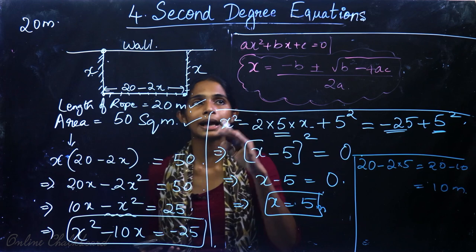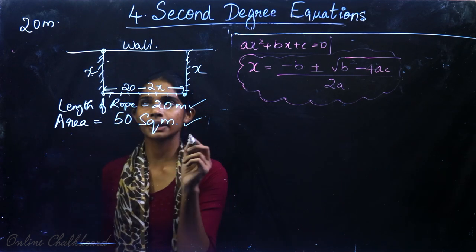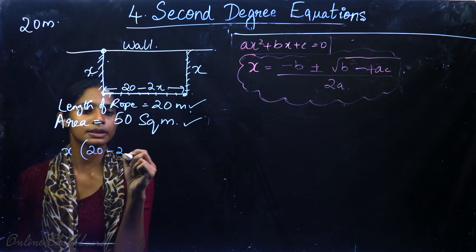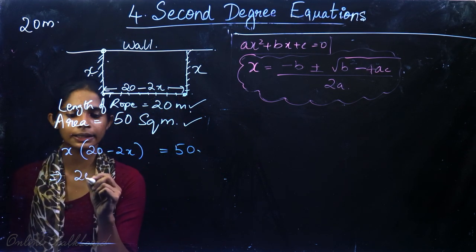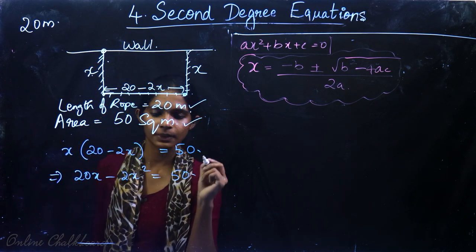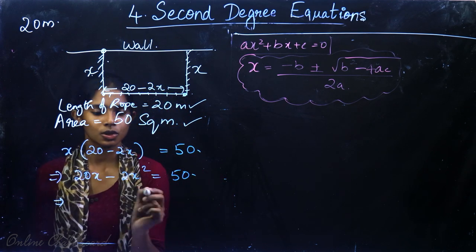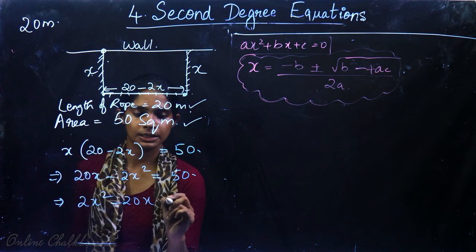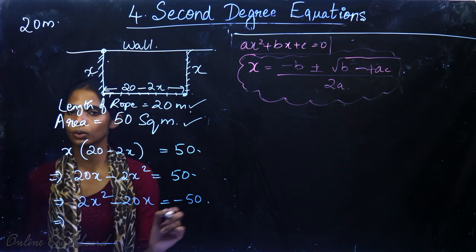Okay, now we need to do it directly using the formula rather than completing the square. So now the equation for the area is x into 20 minus 2x is equal to 50. Opening the bracket, you will get 20x minus 2x square is equal to 50. Now we need a positive coefficient for x square, so I can rewrite this as 2x square minus 20x is equal to minus 50, or dividing throughout by 2.